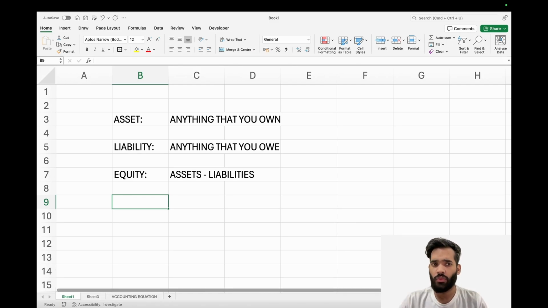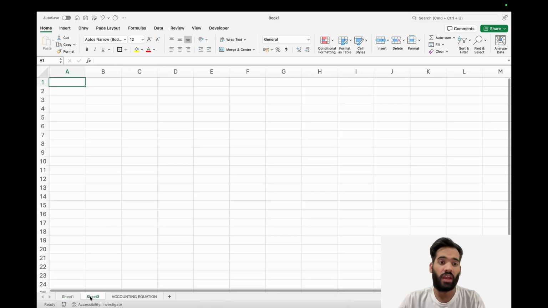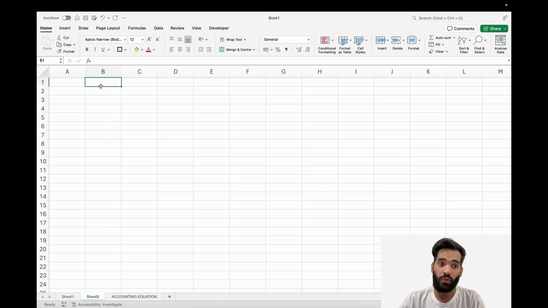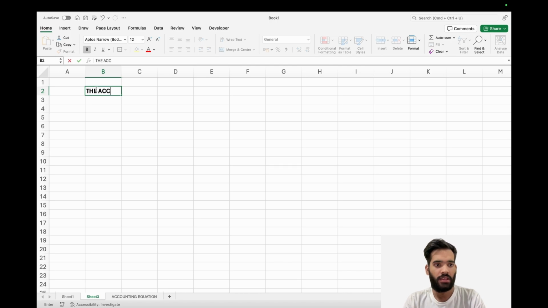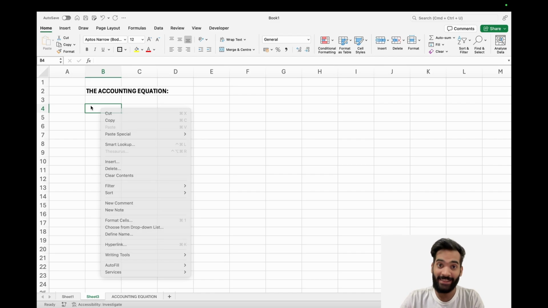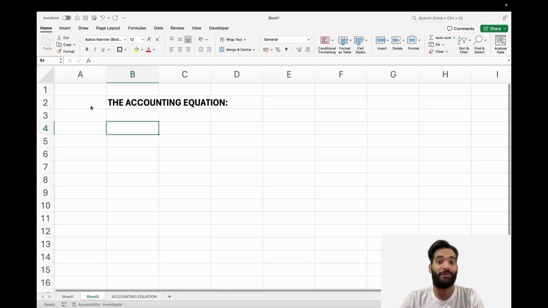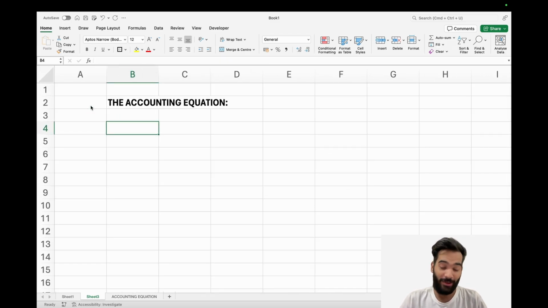Now that we have established what we mean by asset, liability and equity, we can move on to the next step, which is to understand what we mean by the accounting equation. Believe it or not, understanding this is the most important thing in accounting. This will affect every other topic that you're solving, literally every other topic. So it is absolutely crucial, and you'll see I cover this topic in a very thorough manner. So what is an accounting equation?